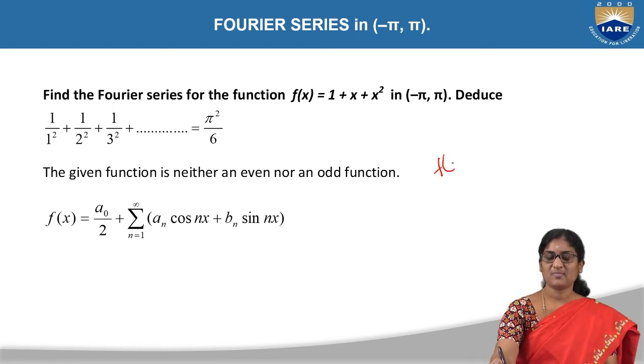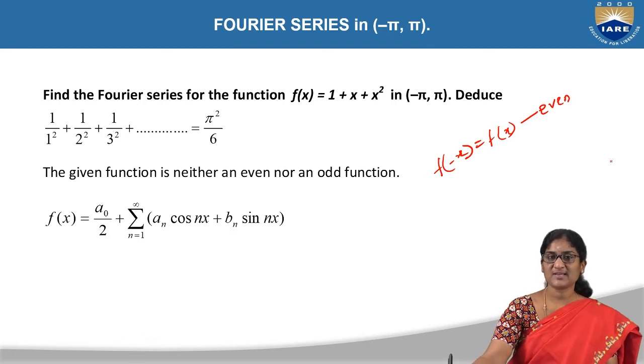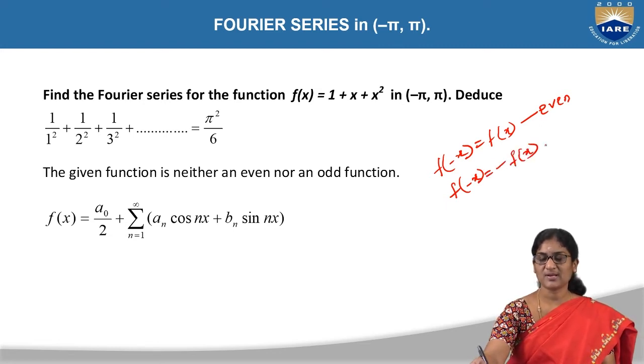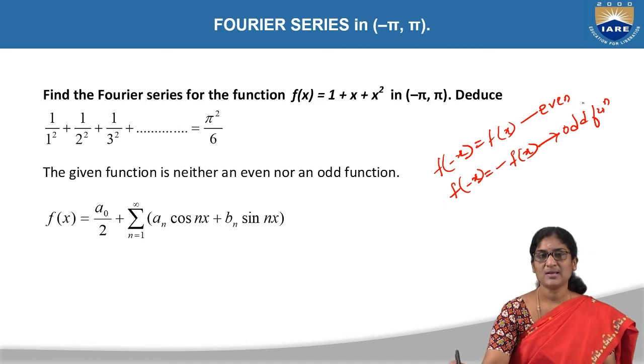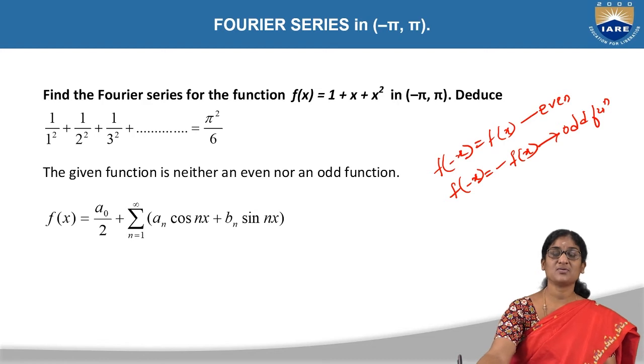If f(−x) is equal to f(x), then the function is said to be an even function. That means if you substitute minus x in place of x, we should get back the original function; then we call it an even function. If f(−x) is equal to minus f(x), that is, the minus can be taken outside with the original value, then that type of function is called an odd function. If it is even or odd, there is flexibility of finding only a few Fourier coefficients instead of working out all three.